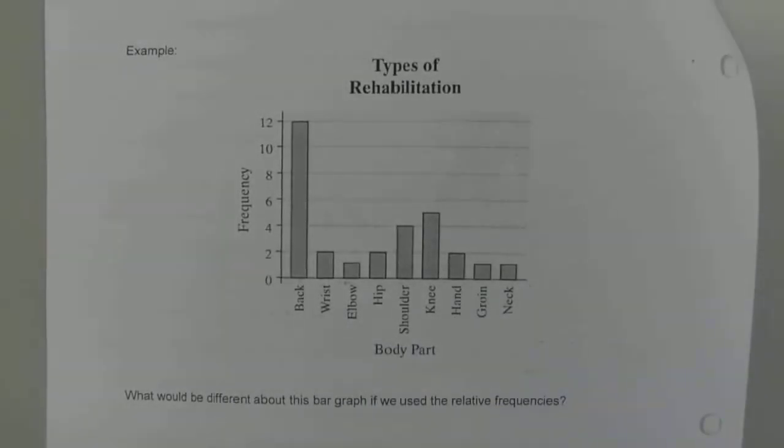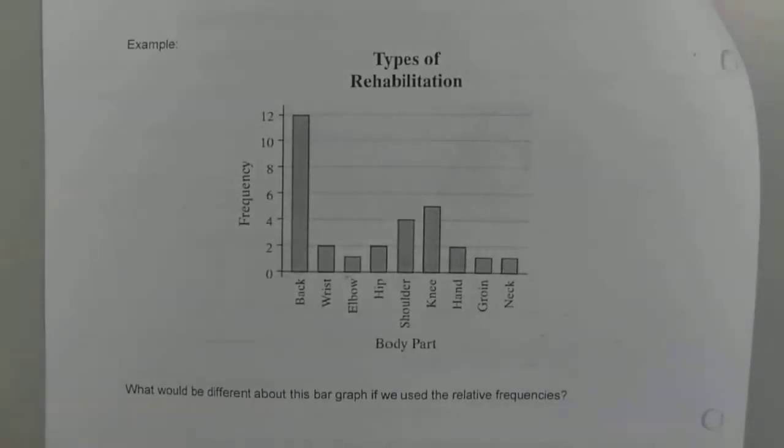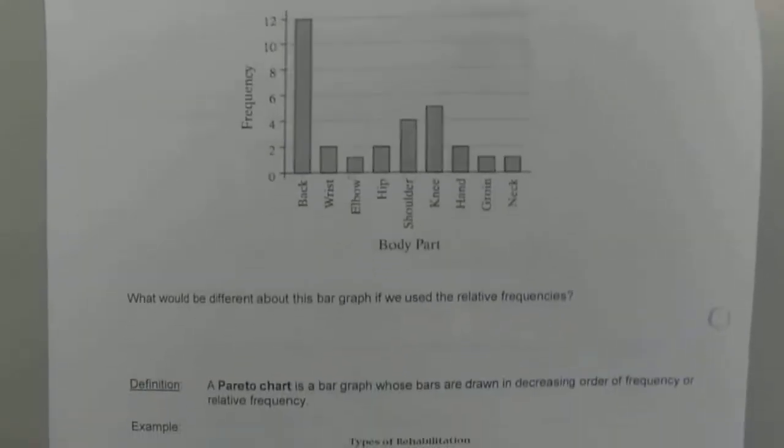So I can ask you guys, how many people go in for rehab that have shoulder injuries? 4. You see how that happens? How many have hand injuries? 2. That kind of idea. So the whole point is the bar is drawn to those numbers that we came up with. If we had to, we could draw a bar graph equivalent to those A, B, C, D, Fs that we did on the front page. Is that okay?